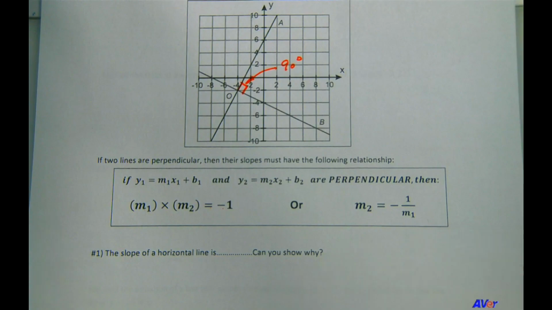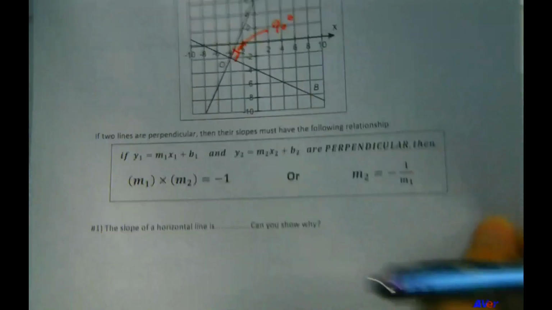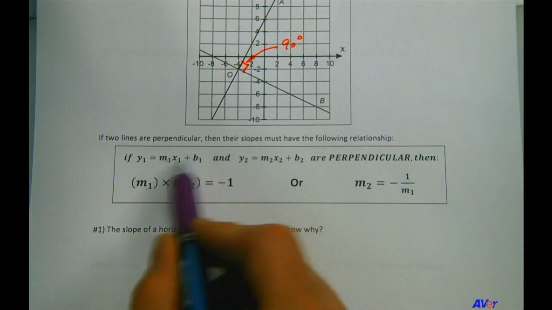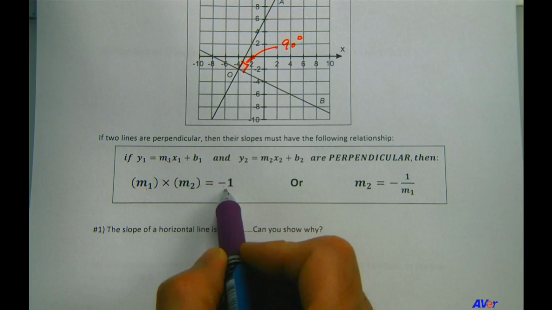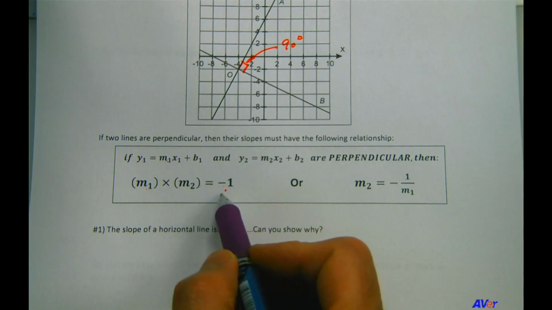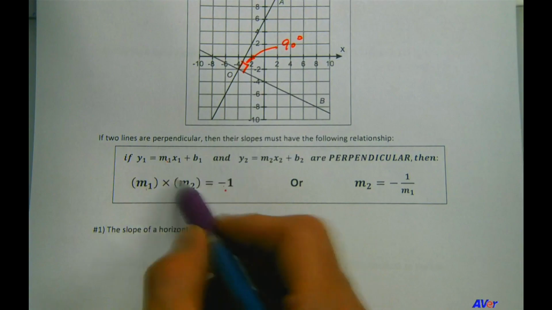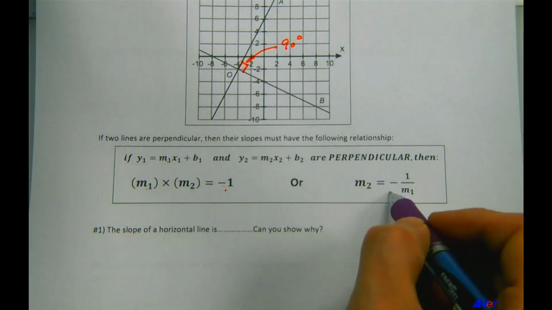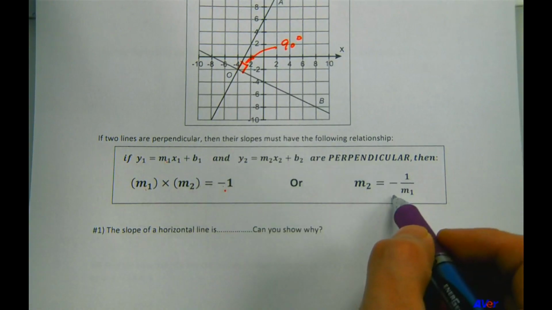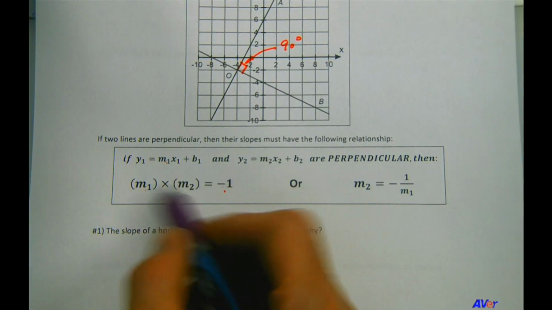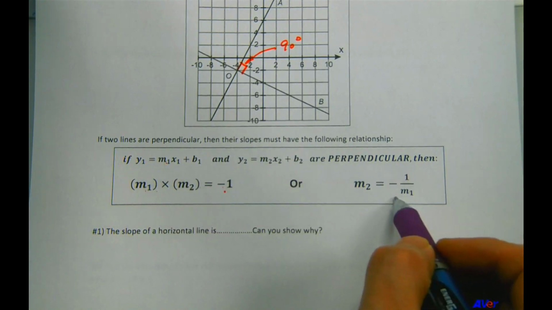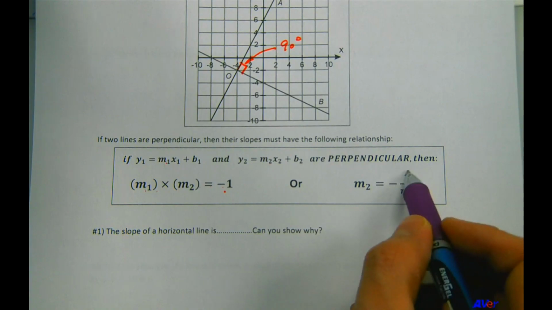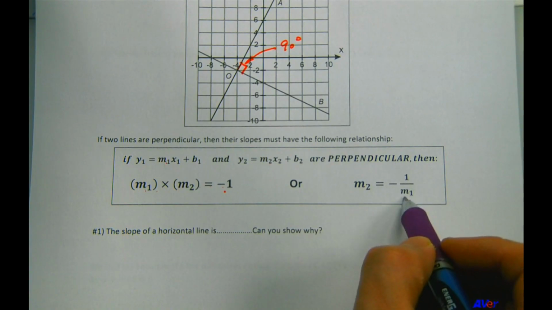Okay, once again, for two lines to be perpendicular, the product of their slopes, m1 times m2, has to be equal to -1. Now, this is the way I prefer to remember it, but most of my students would prefer to remember this equation like that. Because if you solve this equation for m2 or m1, you're going to get this result. m2, or the slope of line 2, is equal to -1 over the slope of line 1.